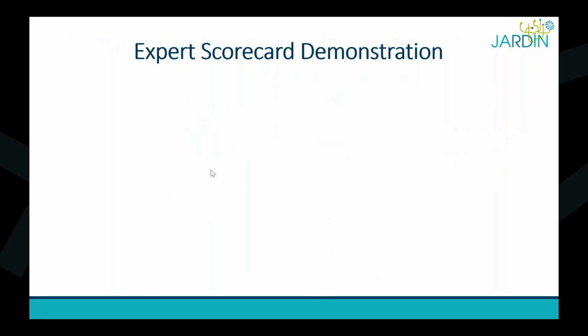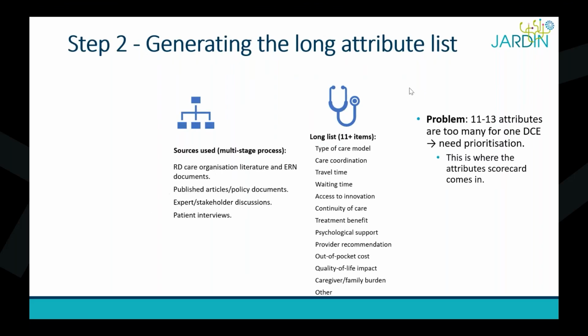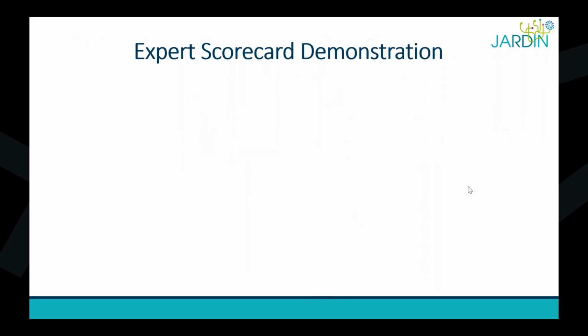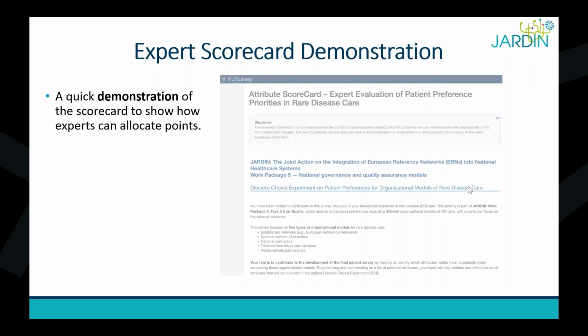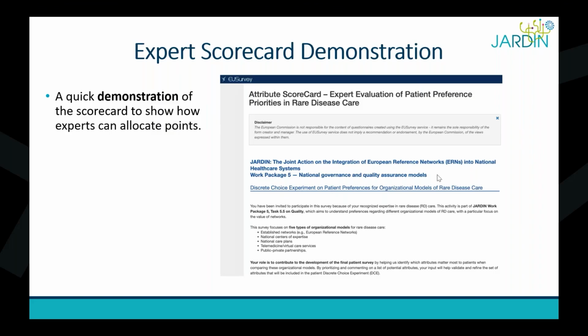Yeah, so like I said, we have 11 to 13 attributes, which are too many for one discrete choice experiment. So we need to reduce the number, which implies that there is a need for prioritization, and the attribute scorecard comes here.